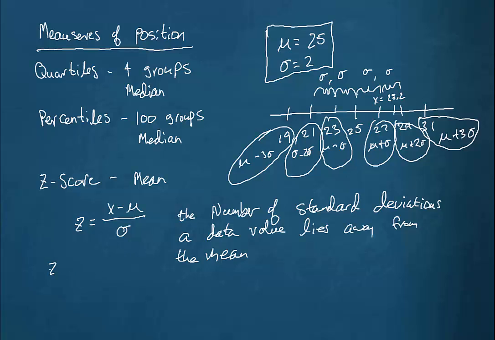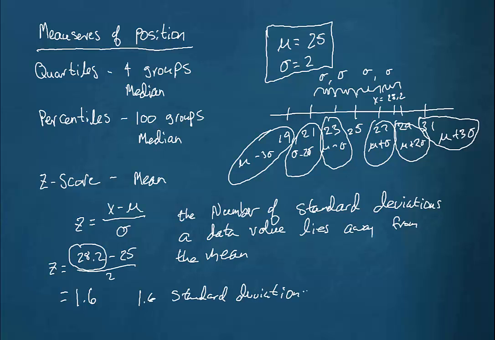Okay, so we would say z equals 28.2 minus 25 divided by 2. And that result would be 1.6. So what we would be saying then is if the mean is 25 and the standard deviation is 2, then the data value 28.2 would be 1.6 standard deviations above the mean.